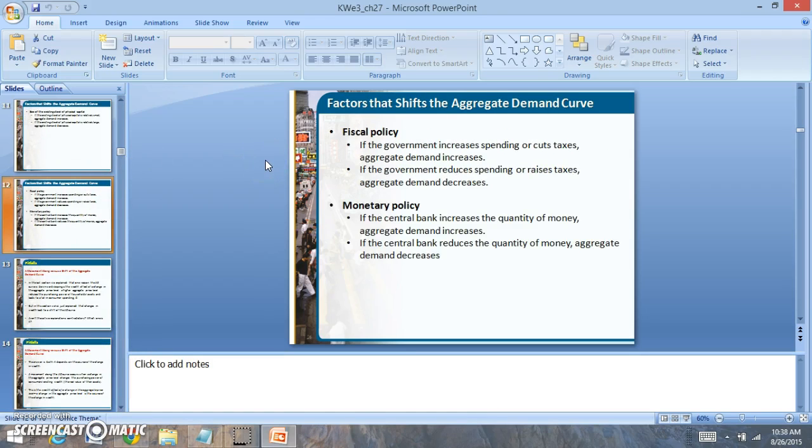Now the key with aggregate demand is that it's going to focus on shifts of the aggregate demand curve. And there are 2 major shifts of the aggregate demand curve: fiscal policy shifts and monetary policy shifts. Both fiscal and monetary policy can have expansionary and contractionary policies. If contractionary policies are pursued, then fiscal and monetary policy will cause the demand curve to decrease. If there are expansionary policies of either fiscal or monetary policy, aggregate demand will increase or shift to the right.